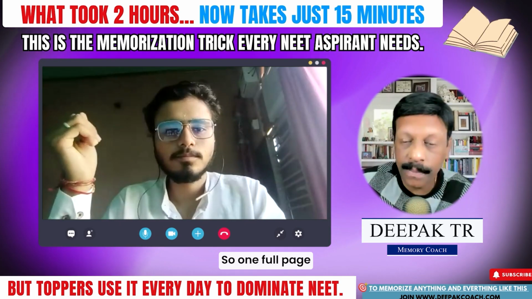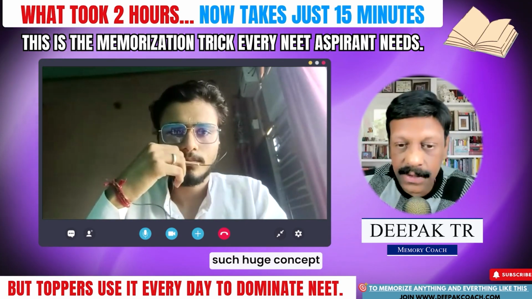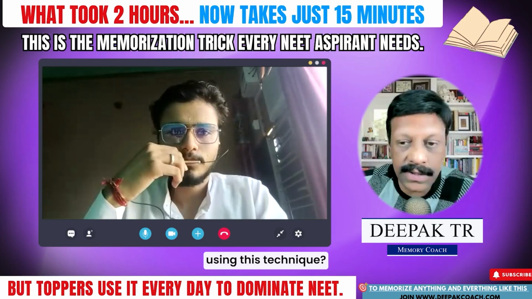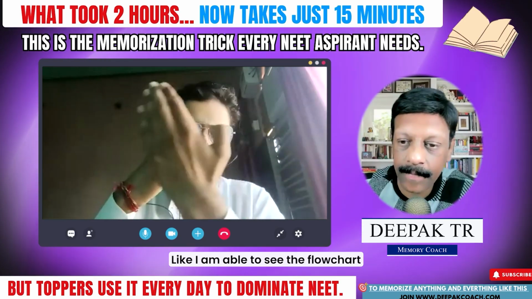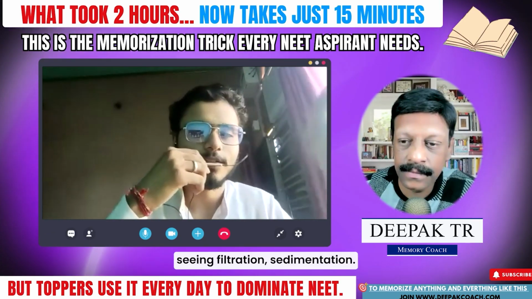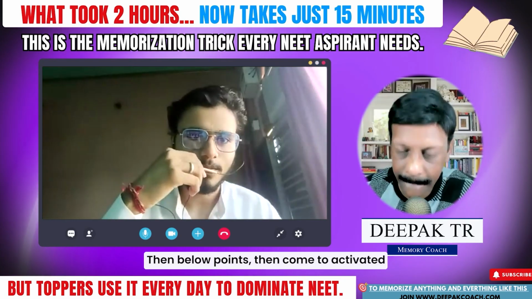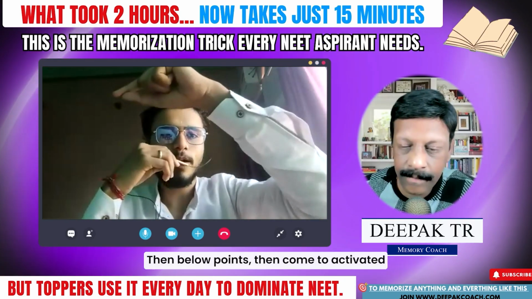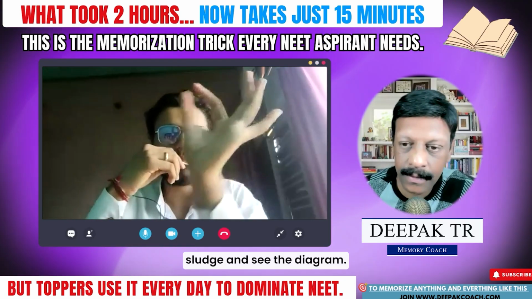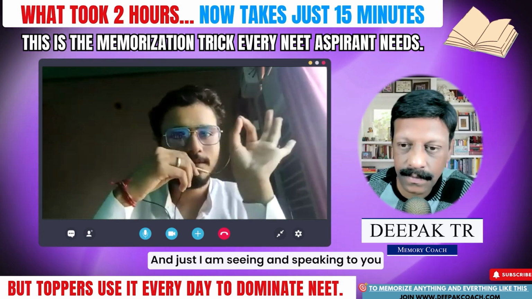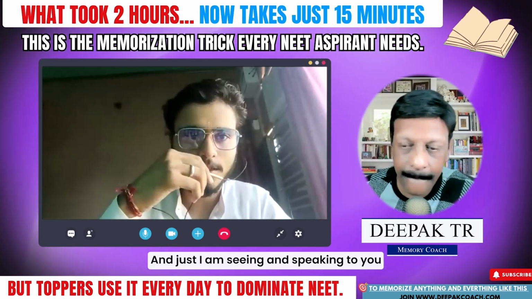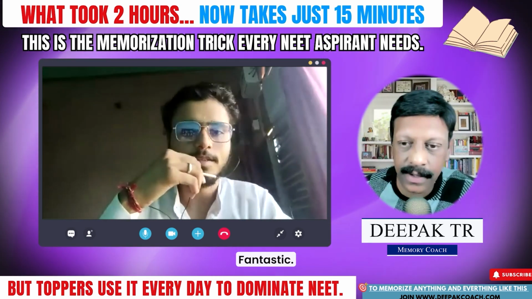Fantastic, on the dot, superb. So one full page, such a huge concept. Yes, Atul, how easy was memorizing using this technique? Like I am able to see the flow chart. I am seeing filtration, sedimentation, then below points, then I come to activated sludge and see the diagram, and I'm just seeing and speaking to you. It's fantastic.